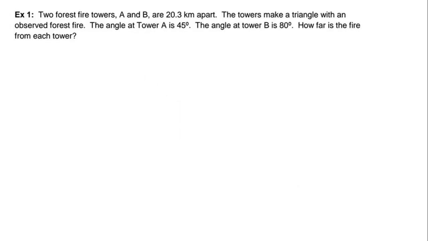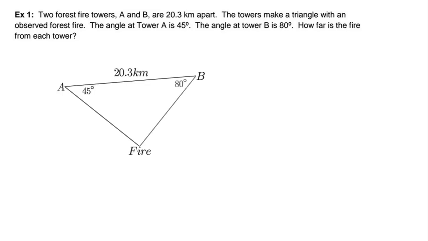Okay, just some examples. When you read these examples, you really have to put yourself in the situation. So as you read them, you really want to draw the picture and just write down what you're given. So 2 forest fire towers are 20.3 kilometers apart. The towers make a triangle with an observed fire. The angles are 45 degrees and 80 degrees at towers A and B. How far apart is each tower?